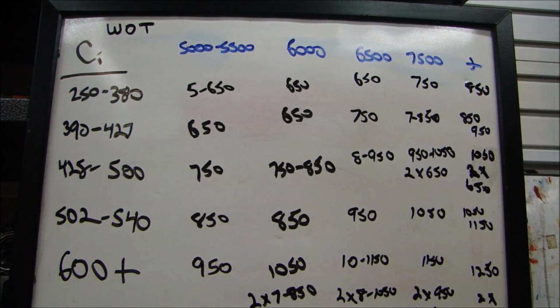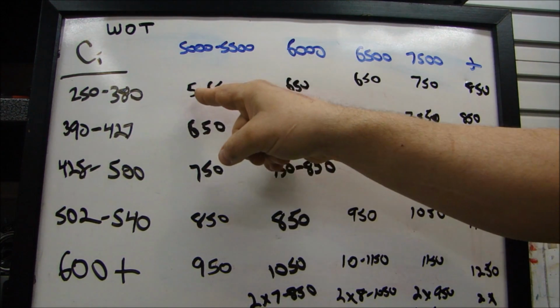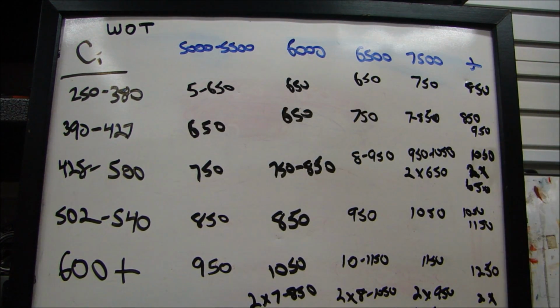Wide open throttle is the key. So we're going to talk really quick about what happens at wide open throttle with vacuum. And this is where, let's say you're stuck between a couple carburetors. Well, we're going to measure the vacuum.